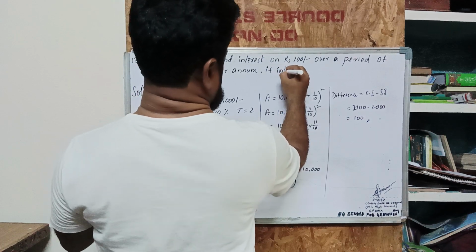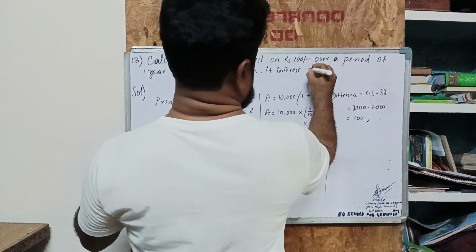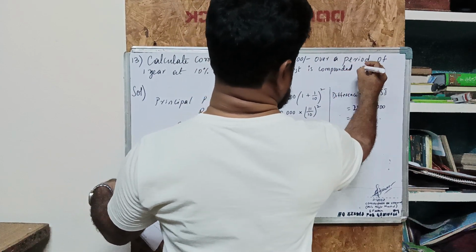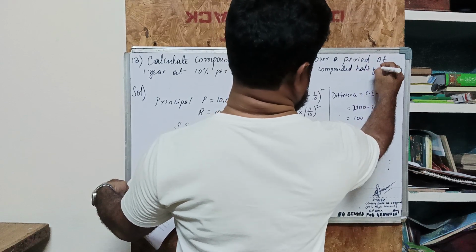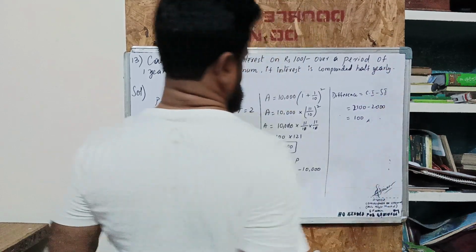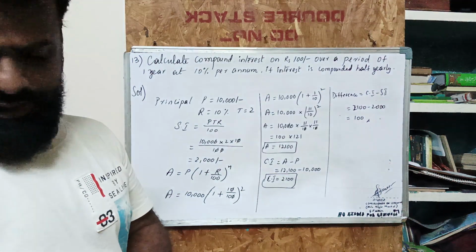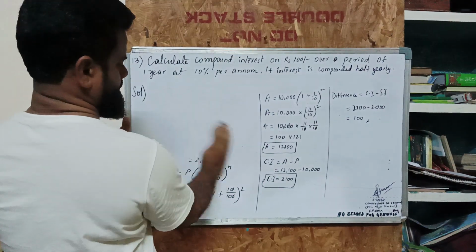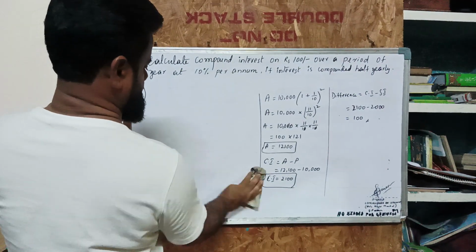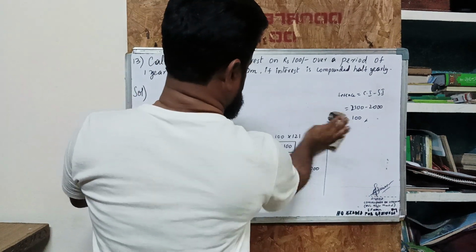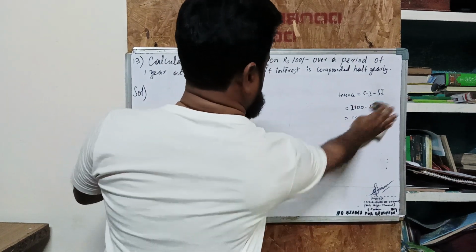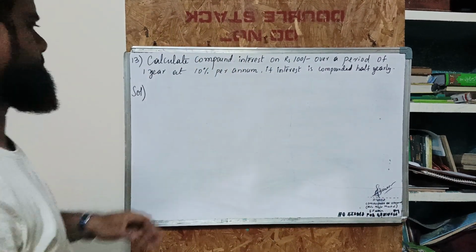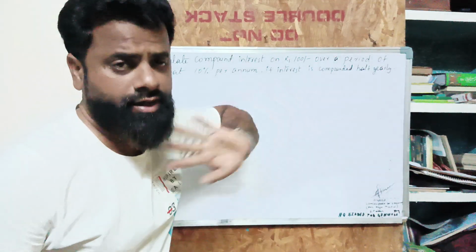If interest is compounded half-yearly. Now here is a question wherein he is asking us to find the compound interest on rupees 100 over a period of 1 year at 10% per annum if interest is compounded half-yearly.